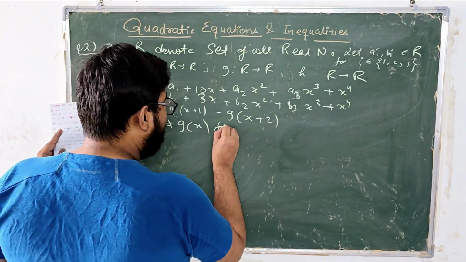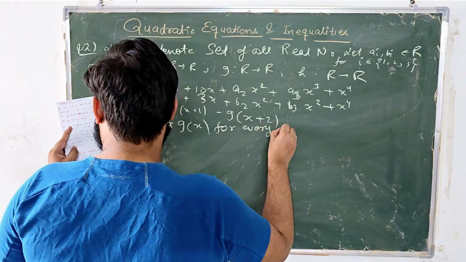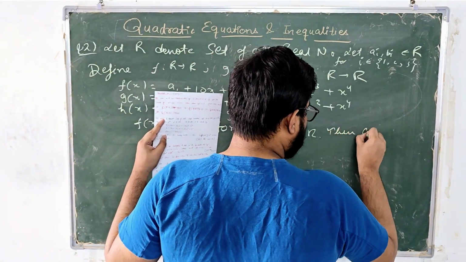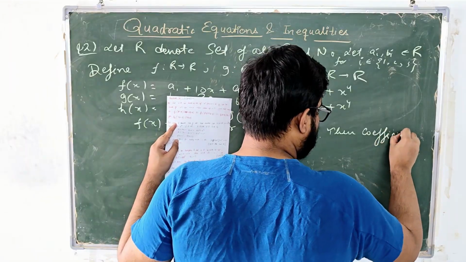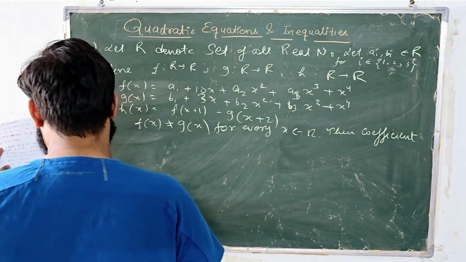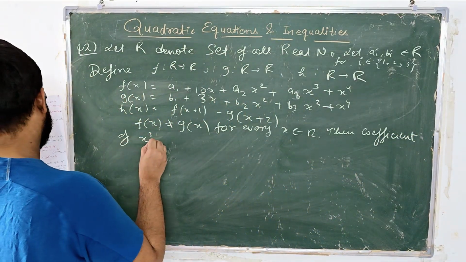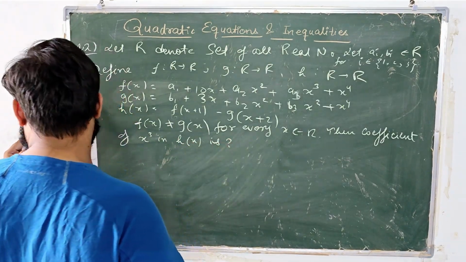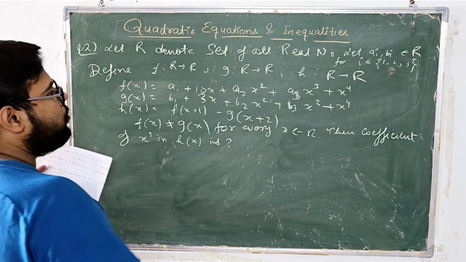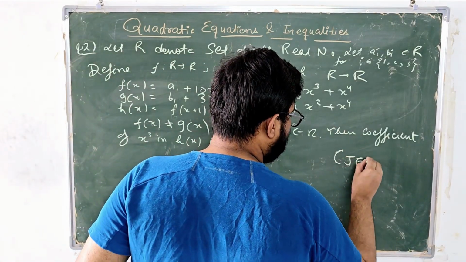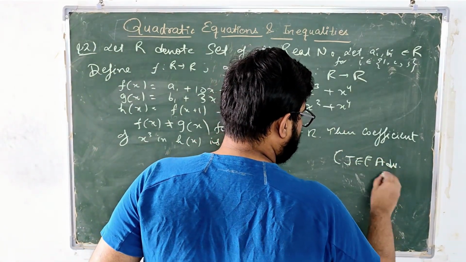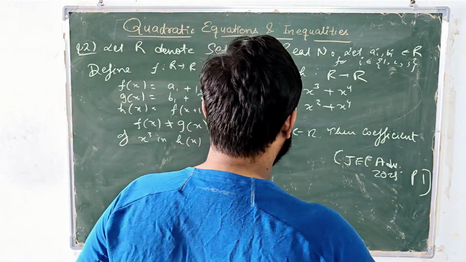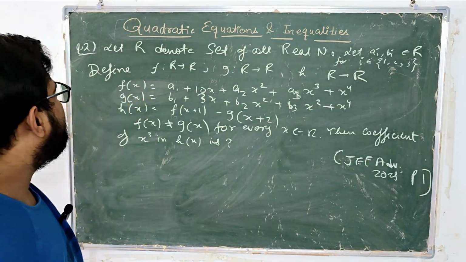Okay, for every x belonging to real number, then the coefficient of x cube in h of x is. Okay, so this is from JEE Advanced 2025 paper 1. Yeah, it's from paper 1. Okay, so let's understand the question first of all.